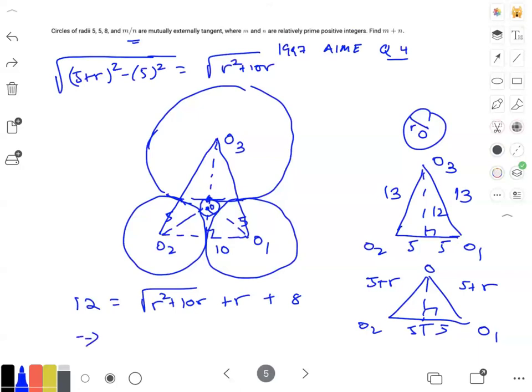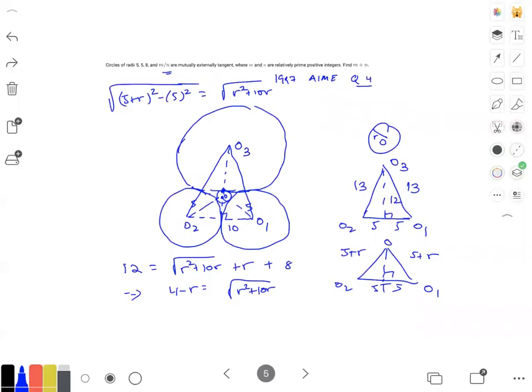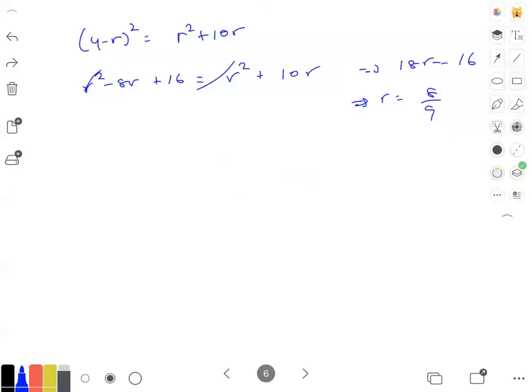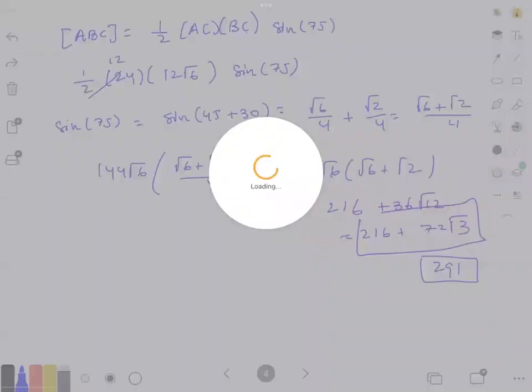Okay, great. So this is now algebra. Let's just rearrange. We get 4 minus R is root R squared plus 10R. And then let's square both sides. So (4 minus R) squared is R squared plus 10R. So we get R squared minus 8R plus 16 is R squared plus 10R. And then we have 18R is equal to 16, from which R is equal to 8 over 9. The answer asks us for n plus 10, so our answer is 17.